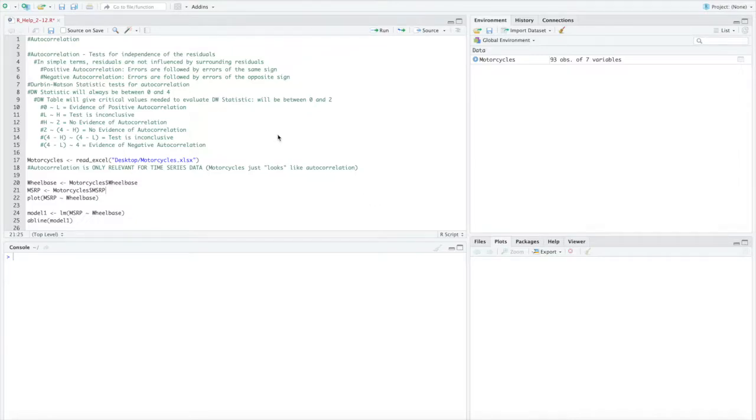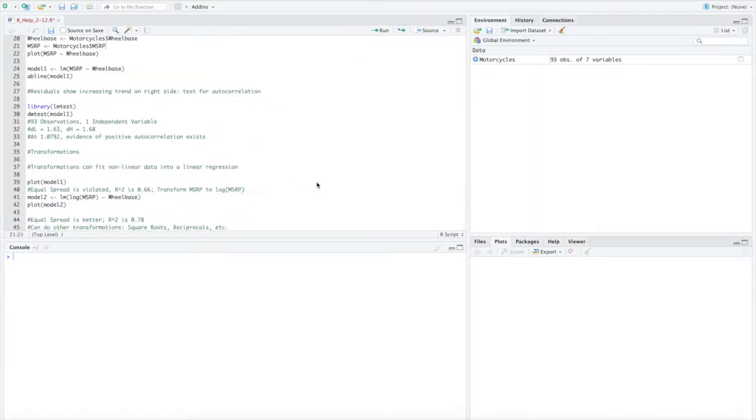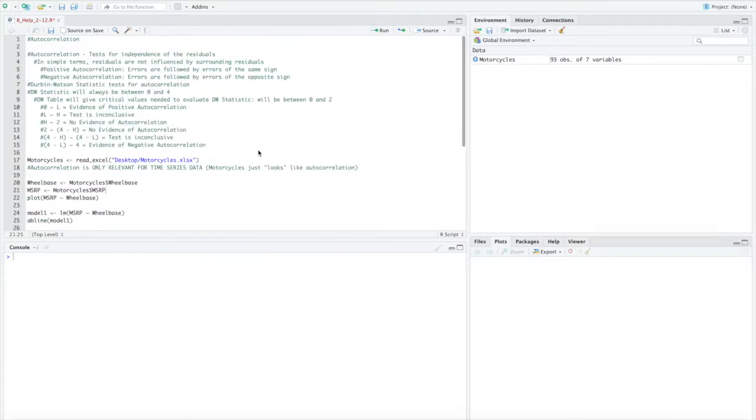Hey guys, so in this video we're just going to review some of the concepts we went over in the February 12th R Help session. Those concepts include autocorrelation as well as a brief primer on transformations. So let's get started by talking about some of the theory surrounding autocorrelation as well as some of the R coding you're going to do in order to test for this phenomenon.